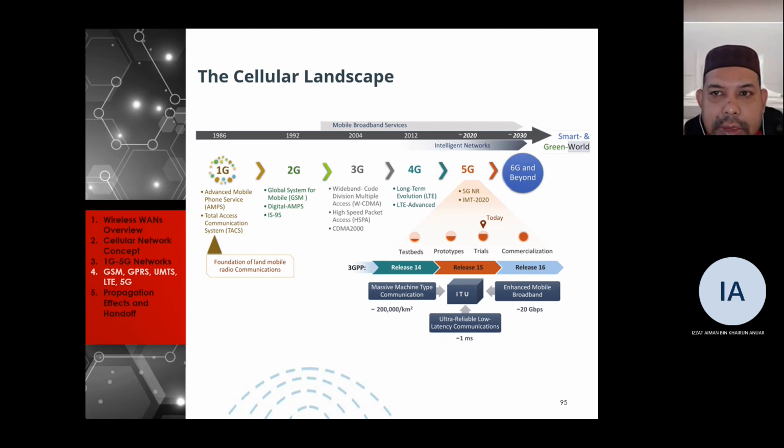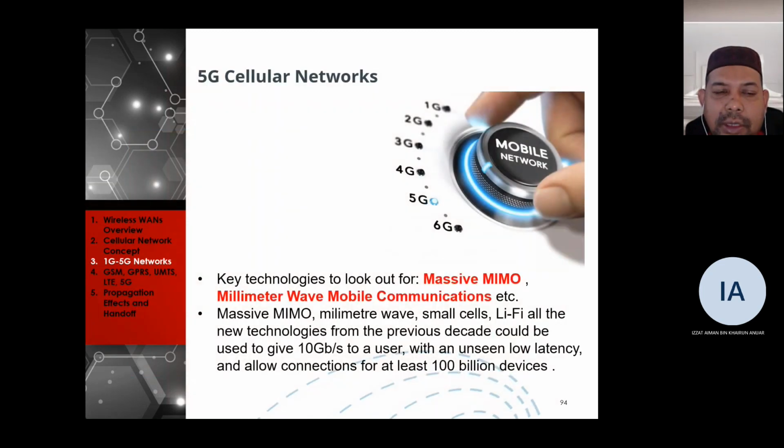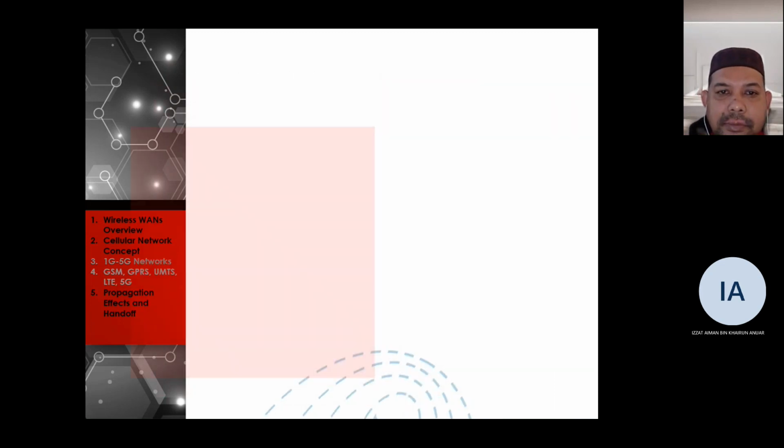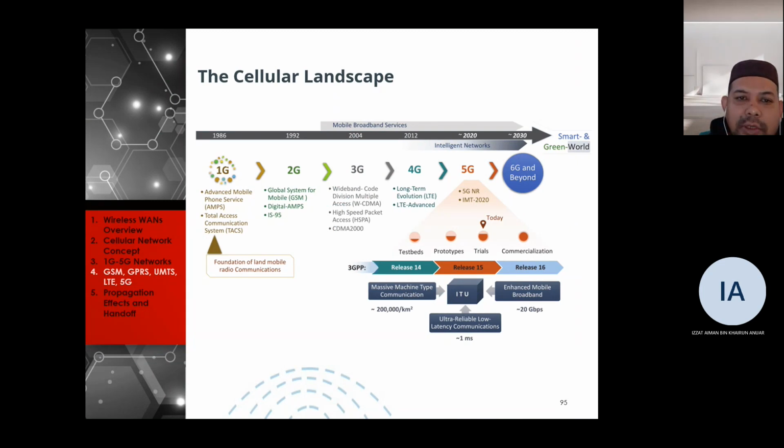Today we're going to learn about 6.4: GSM, GPRS, UMTS, LTE, and 5G. Last time we finished 1G to 5G networks. So, the cellular landscape concept. We have learned 1G to 5G, and next we will move on to 6G, 2030.